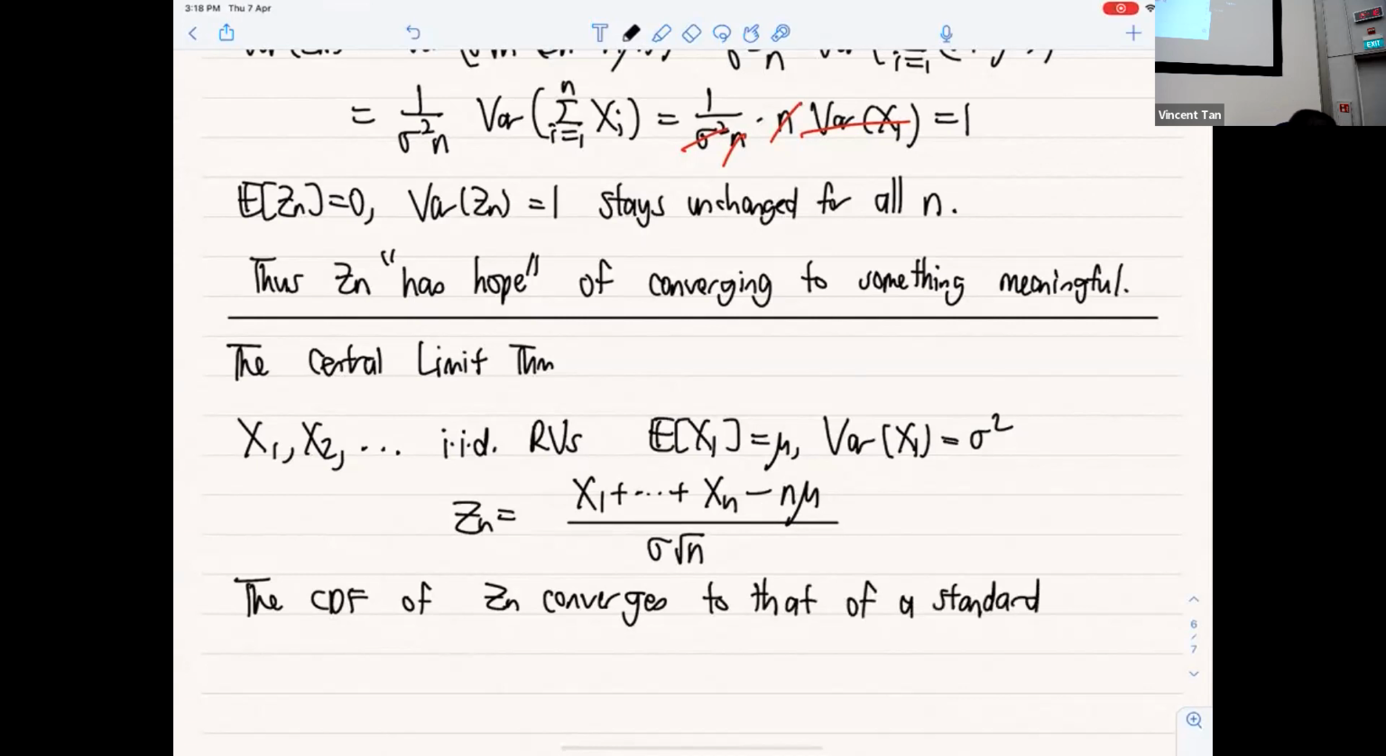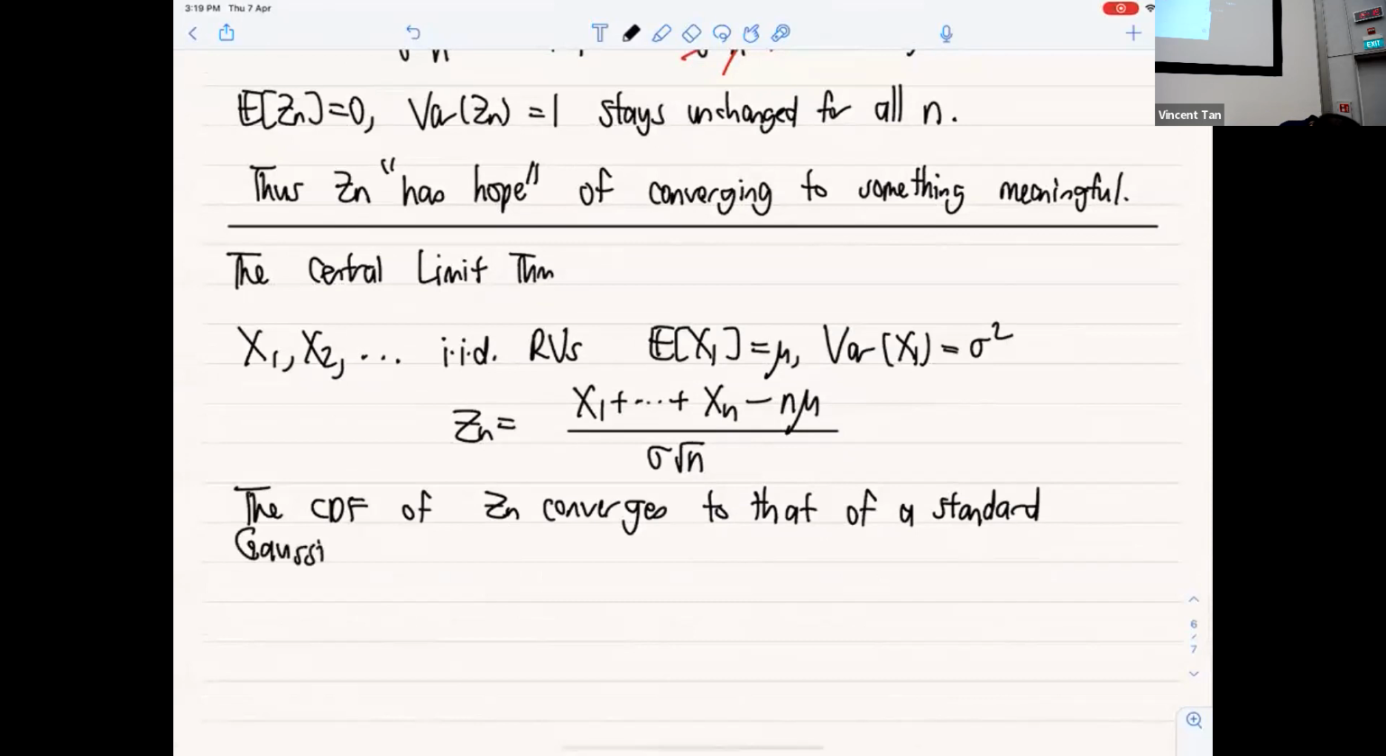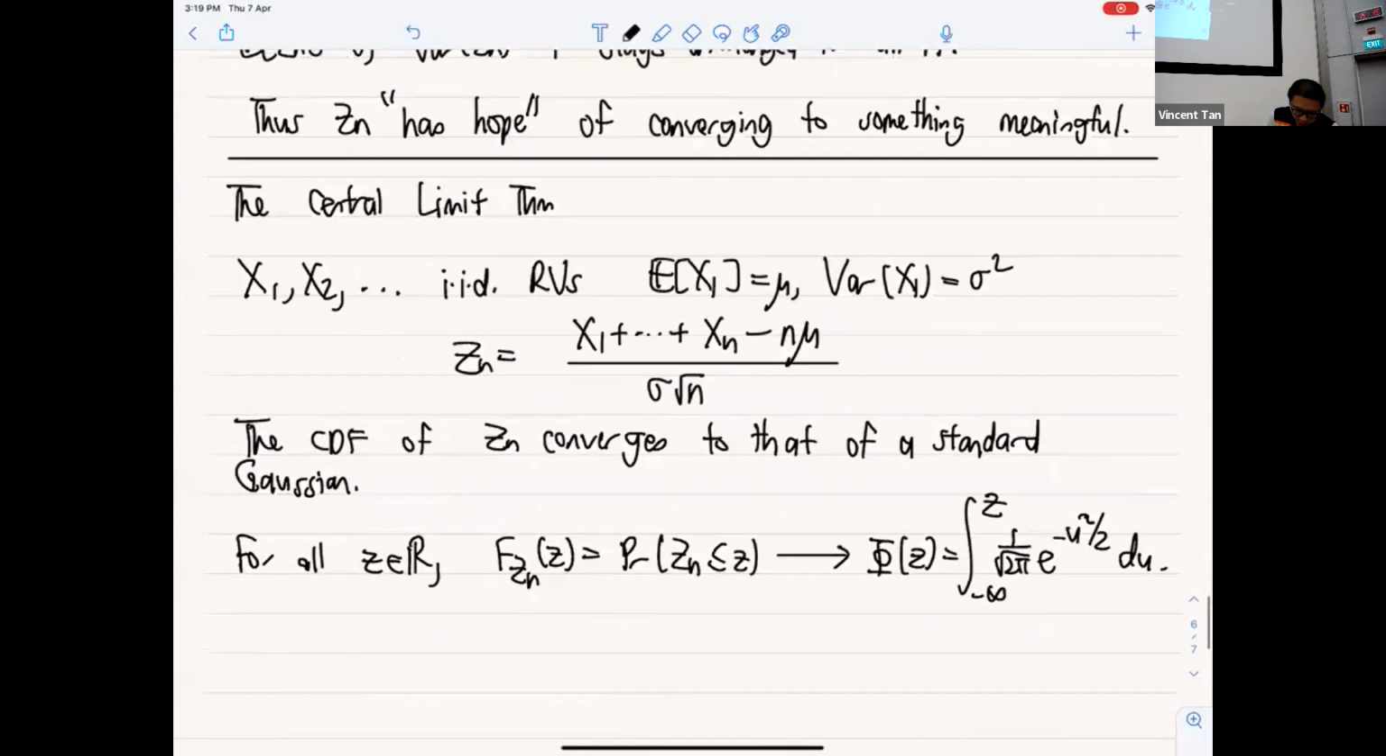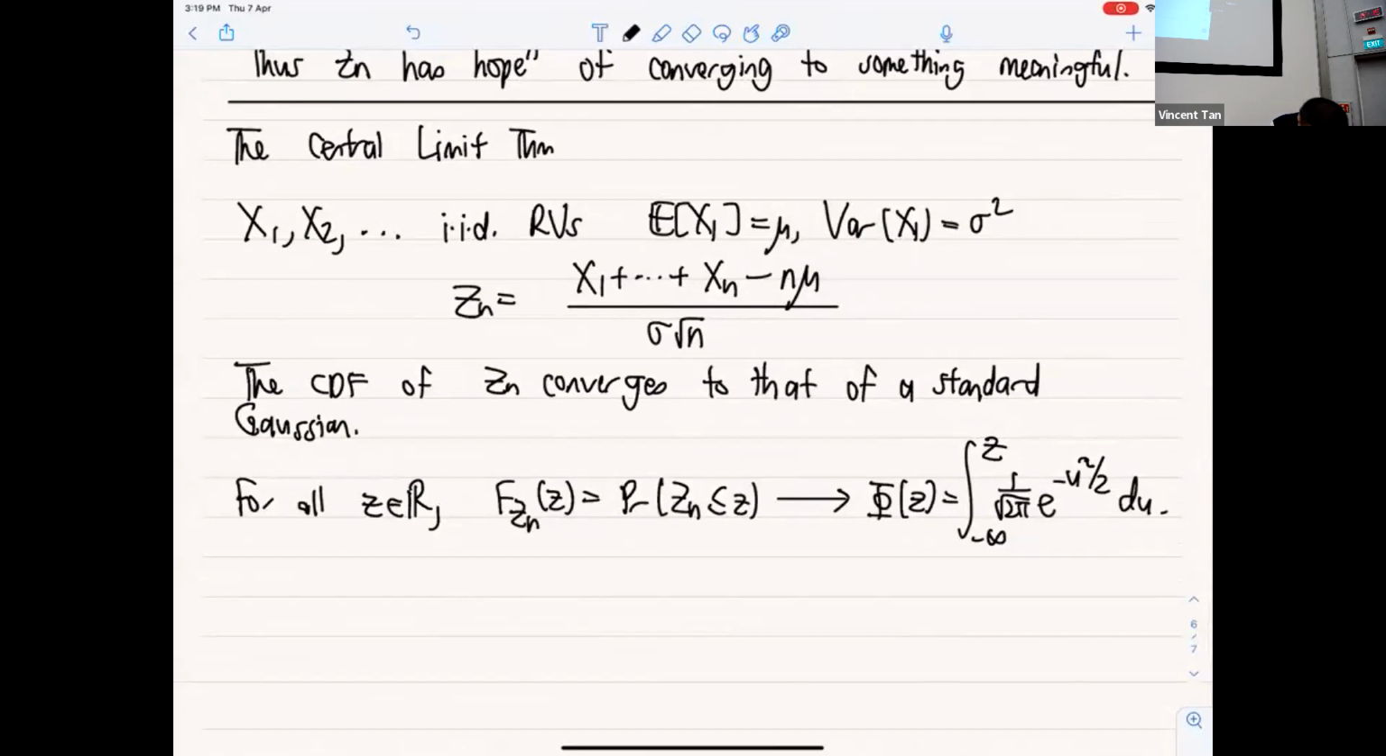This is a super important result. So this means mathematically, for all real numbers z belonging to R, the CDF of Zn, which is the probability that Zn is less than z, converges, that means looks like phi of z, which is the integral of 1 over square root 2 pi e to the minus u squared over 2 du. So here are some remarks.